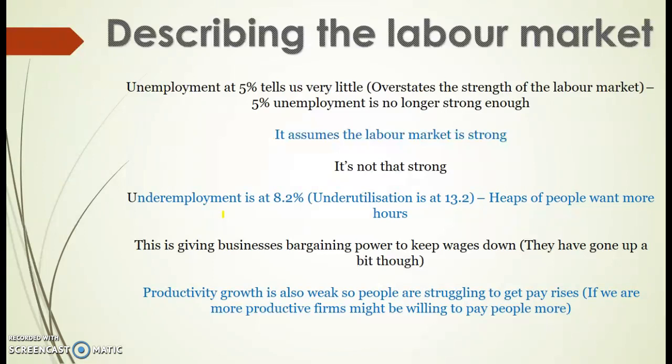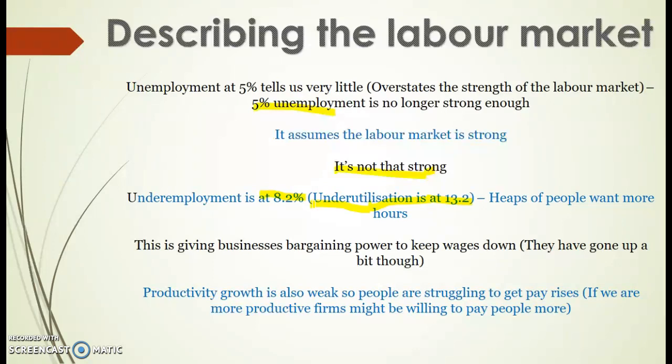5% unemployment is no longer really the full employment rate of unemployment, okay, because we need it to be much lower than that now to achieve what we want. That's because there's a lot of underutilisation. So it assumes the labour market is strong, but it's not that strong. It's a lot weaker than what it implies, because underemployment's still at 8.2%, which means 13.2% of the population are still in the labour force but underutilised.